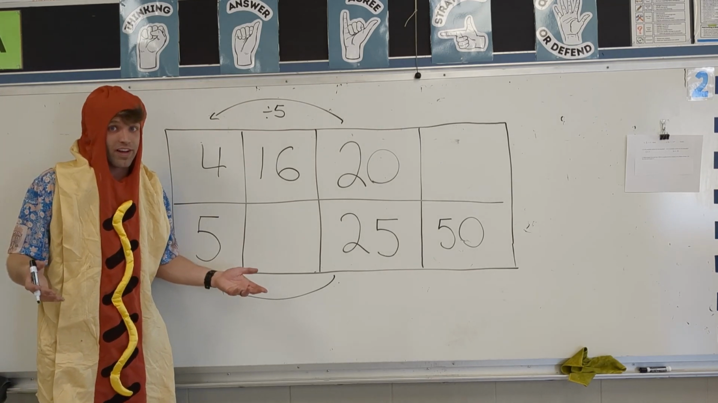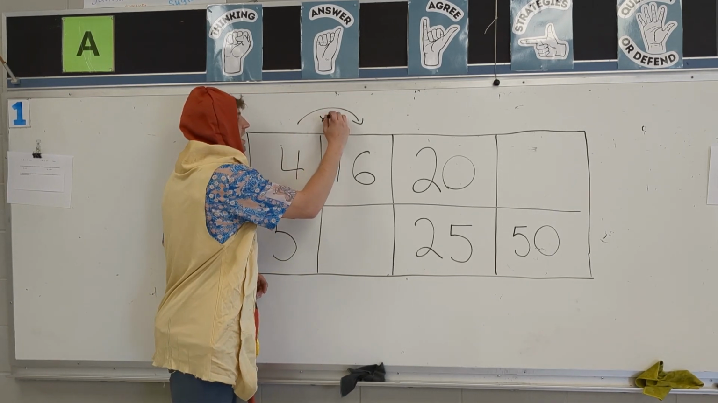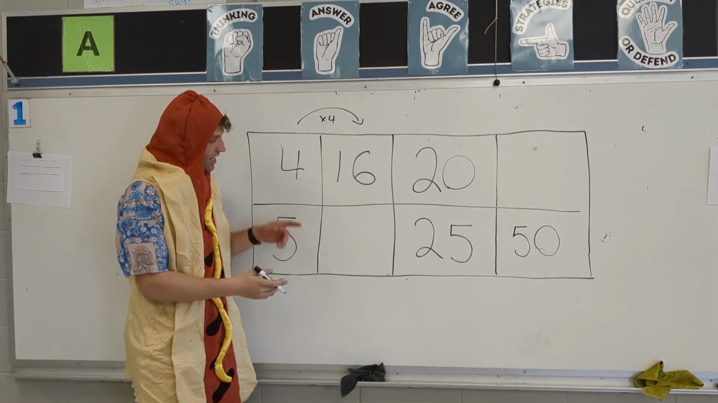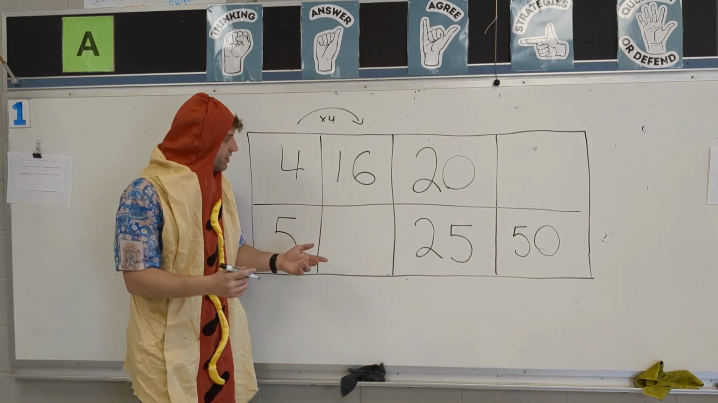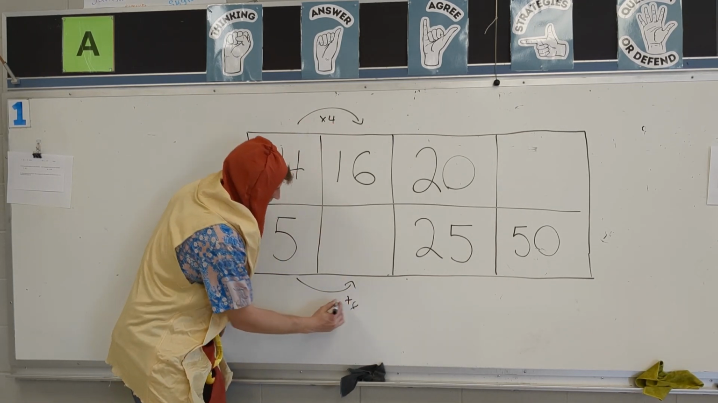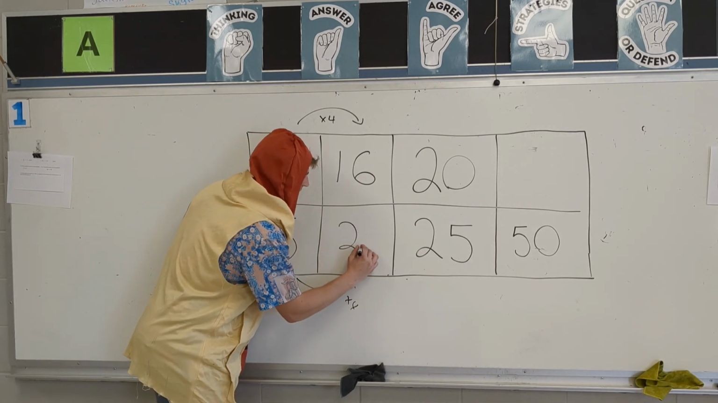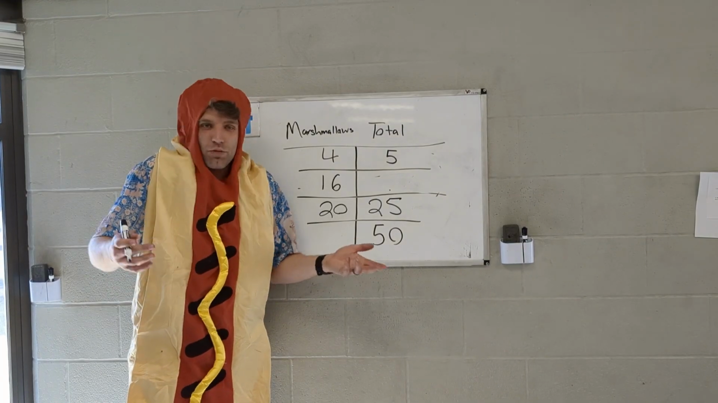What did I do to 4 to turn it into 16? It looks like I multiplied it by 4. Now to keep my ratio table equivalent, whatever I do to one side, I have to do to the other side. 5 multiplied by 4 gives us 20. We're just finding pieces to our missing puzzle.